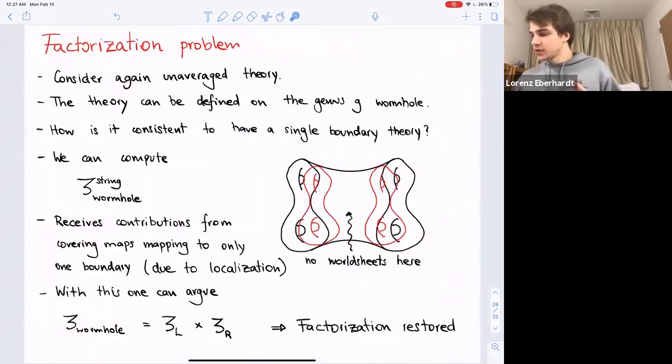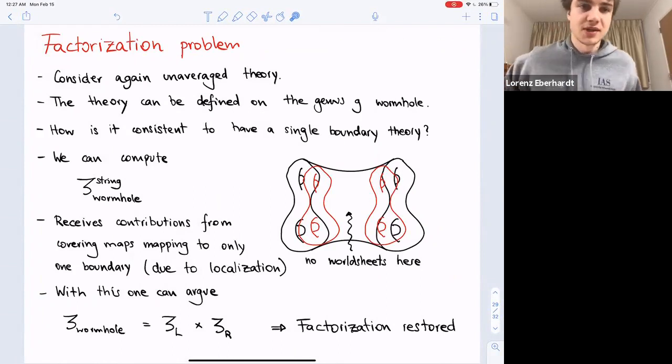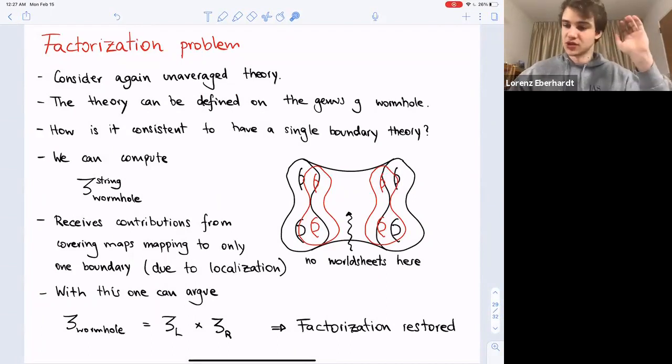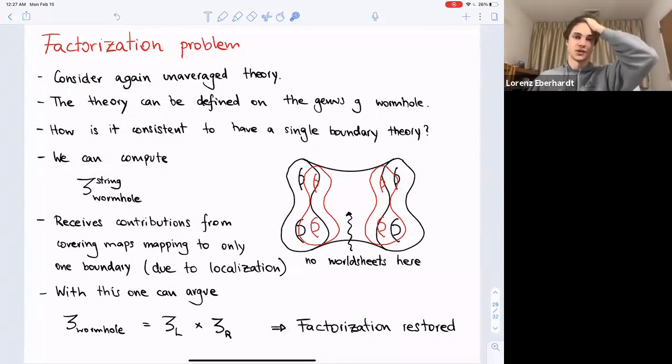Good. So I'm almost done. The last thing I haven't talked about yet is the factorization problem. That was actually my motivation in the very beginning. So one question that you should still have is, how does this theory manage to not have an ensemble average? Now I'm again considering the non-averaged theory, the usual symmetric product orbifold.